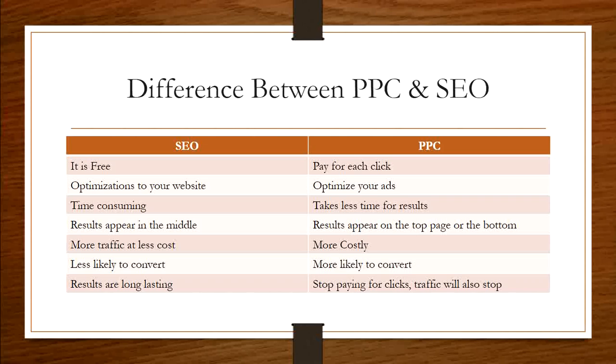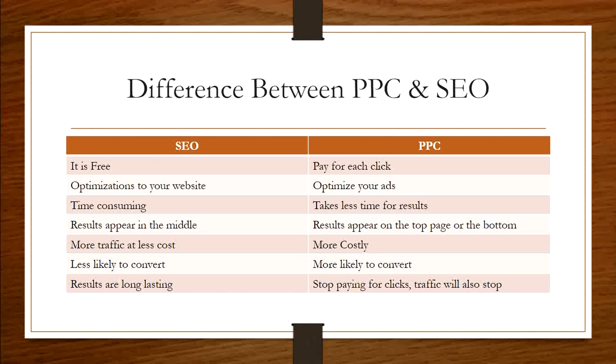As we saw in the definition of PPC, it is pay-per-click. So each and every time an advertiser displays the ad and a user clicks on that ad, the advertiser has to pay something. Next, SEO mainly deals with the optimizations to your website, so it is majorly on-page changes that the SEO guys do, and apart from that, some off-page listings.